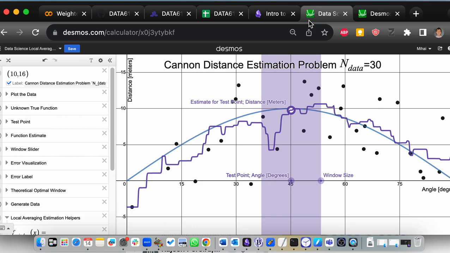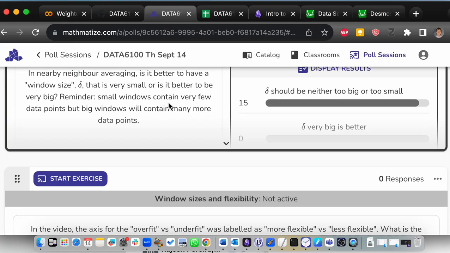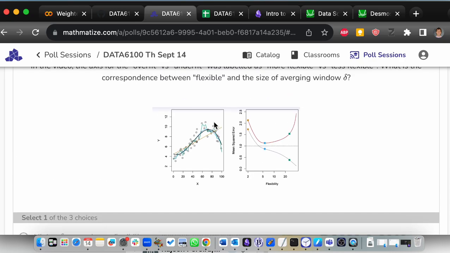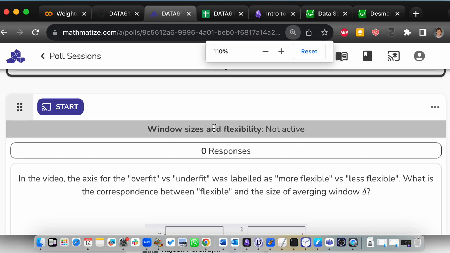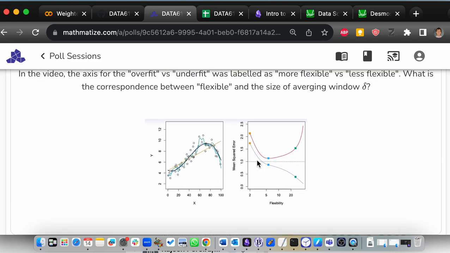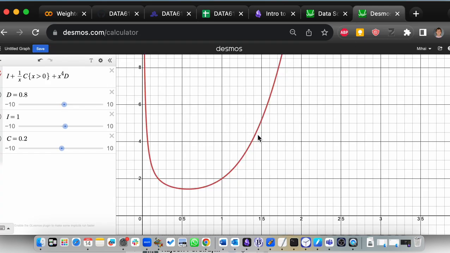Okay, let's connect this to what was in the other videos that you had to watch. In one of those videos, they had a graph like this, with flexibility on the x-axis and the mean squared error on the y-axis. And so far, we've made a graph like this, where it's not flexibility, this is the size of delta, right? Delta is either big or small.